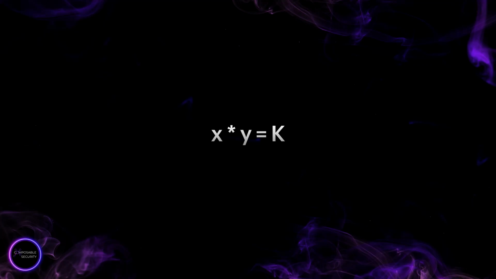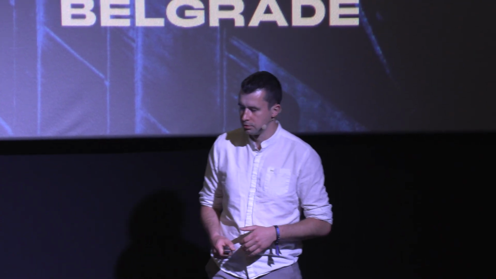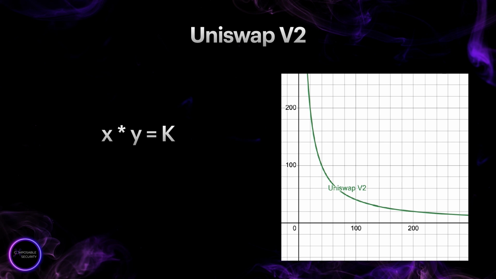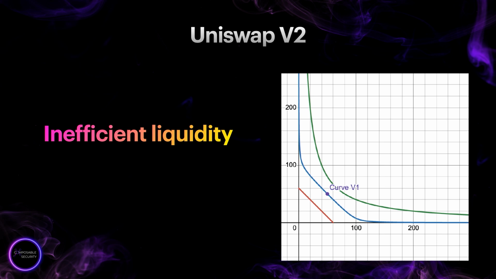So let's start with this simple equation. Who knows the equation? Yeah, everybody, right? So that's Uniswap v2, right? Very successful, very simple project. But it had one huge downside, right? That was the inefficient liquidity. So whenever you put liquidity into v2, it's put on the whole range, right? It's very inefficient, especially for stable coins.